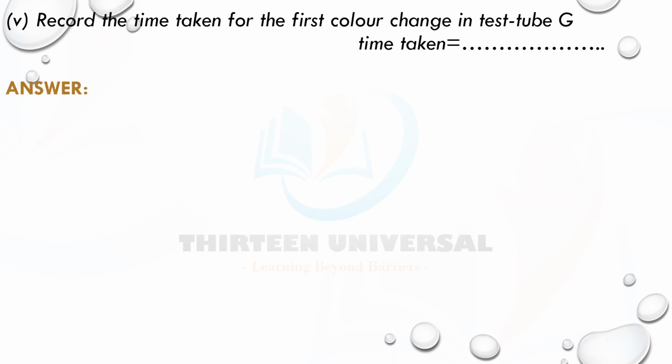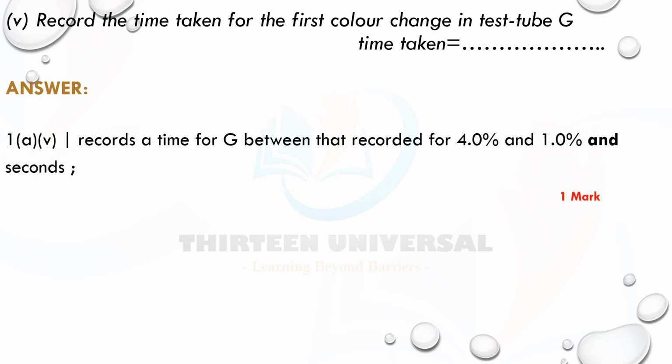You also record it. So for this experiment, it depends on the recorded time. G is between the recorded times for 4% and 1%, right? G is in between it. Okay, you can see that.